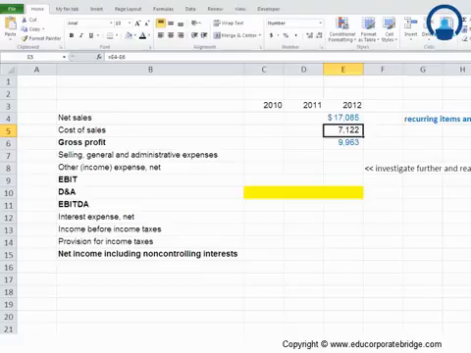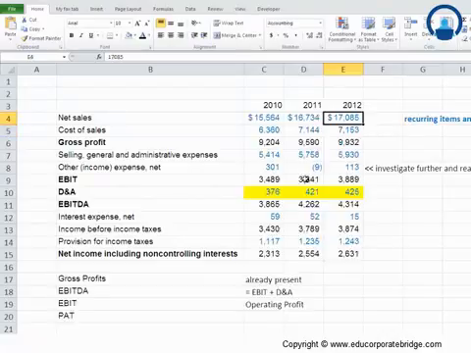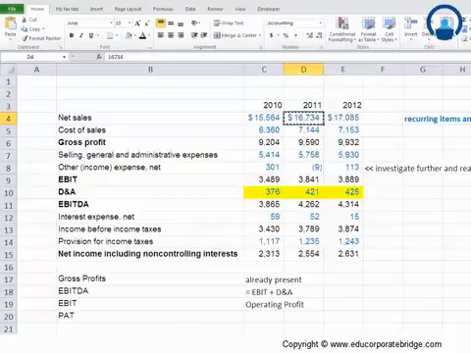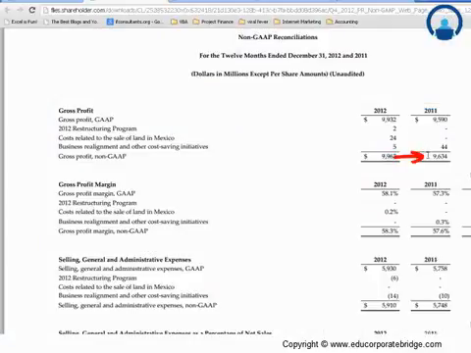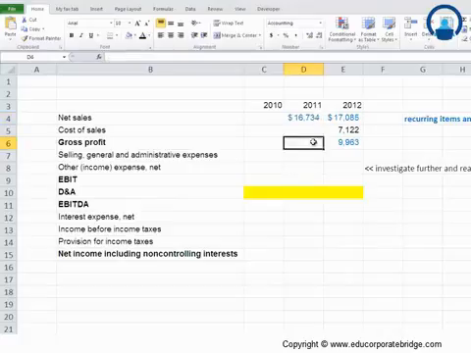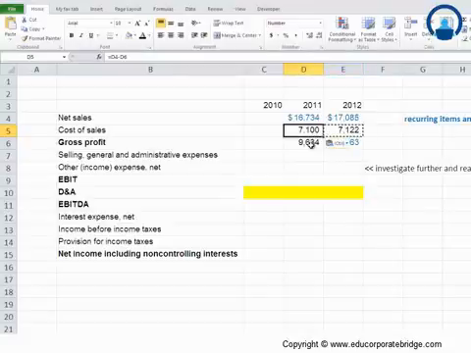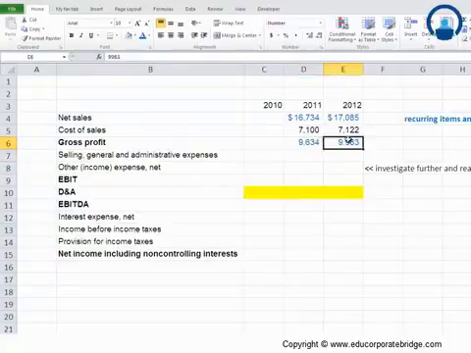Let me do the same thing for 2011 as well. So $16,734 million. What is the gross profit? Gross profit is 9634. So the cost of sales would be 7100. So I'll just do the color coding as well. So we have the gross profit. So this is the cost of sales, doesn't contain any non-recurring charges.